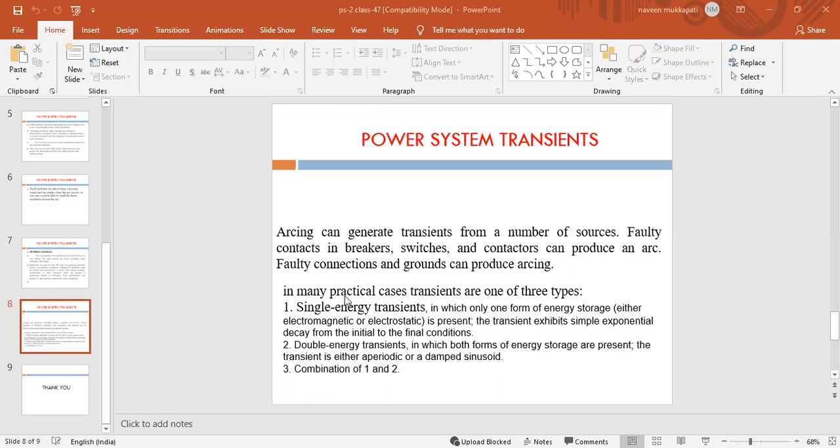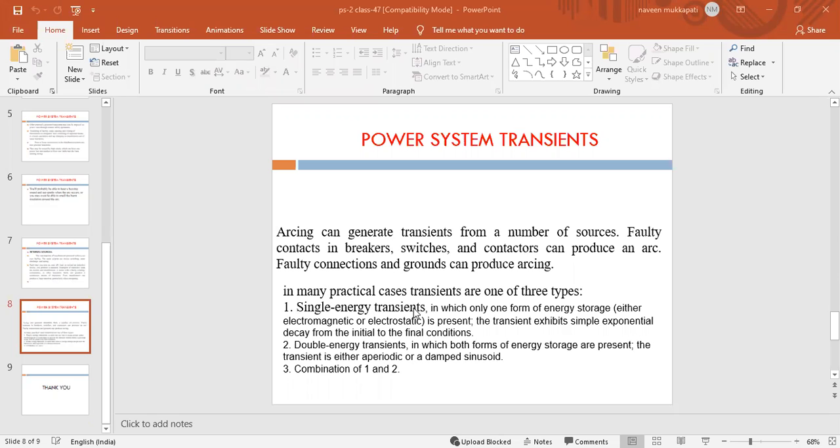Okay, the transients are either aperiodic or a damped sinusoid. These types of transients are developed as a combination of the single energy transients and also the double energy transients. When do these types of transients develop? They develop when single energy transients and double energy transients are combined.